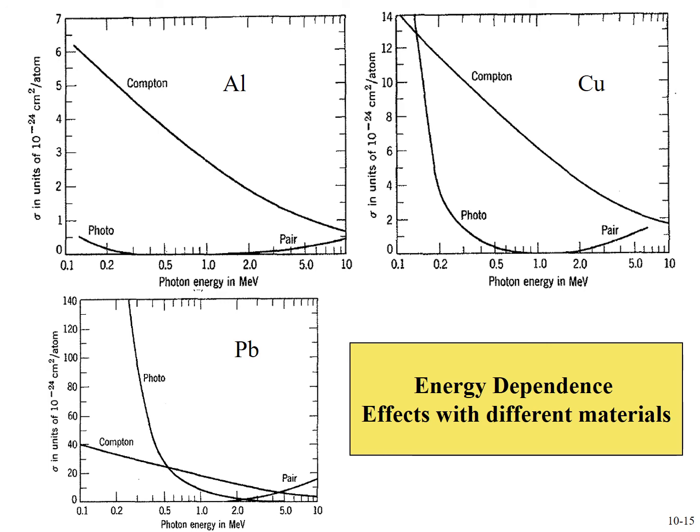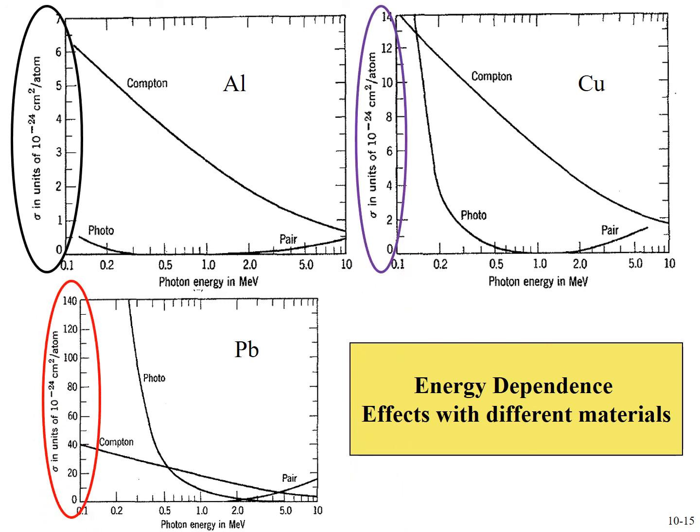The other thing I'd like to have you take notice of in this figure are the cross-section data. The cross-sections go up to 6 in aluminum. For copper, they go up to 14. And for lead, they go up to 140. So this indicates that the interactions with lead are by far the greatest.